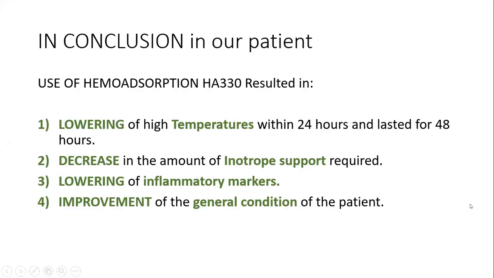Now, from the short experience we had on this patient, after three episodes of hemoperfusion, we found there was a lowering of the high temperatures within 24 hours, which lasted for 48 hours, and then started to rise again. We also found a decrease in the requirement of ventral support, as you saw, from 10 minutes per hour to 4 minutes per hour, actually to off, until after the cardiac arrest, when we needed a double inotrope. The inflammatory markers, mainly PCT and CRP, went down, but then, as I said, went up again. There was also improvement in the general condition of the patient when we did hemoperfusion. So these were the positive markers we saw on the patient, because we couldn't measure interleukin 6.